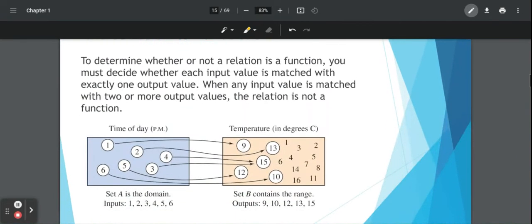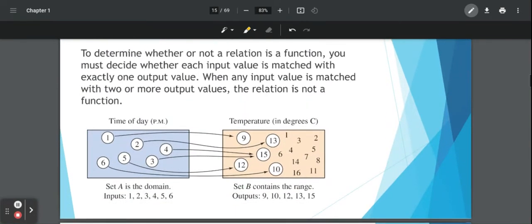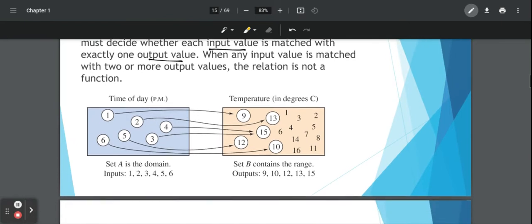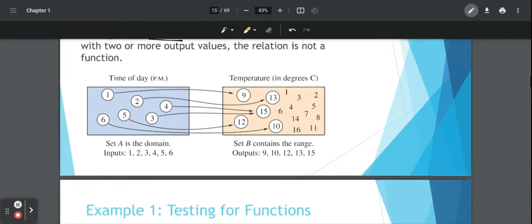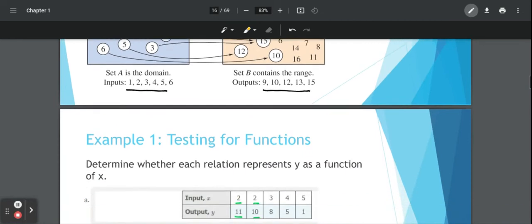So to determine whether or not a relation is a function, you have to decide if each input value, and your inputs are usually your domain or your X values, is matched with exactly one output value or your Y values. So if we look at this little chart here, if our input is 1, 2, 3, 4, 5, 6, and those are each matched with the 9, 10, 12, 13, 15, that would be a function because your X values have exactly one Y value, or your X's don't repeat.